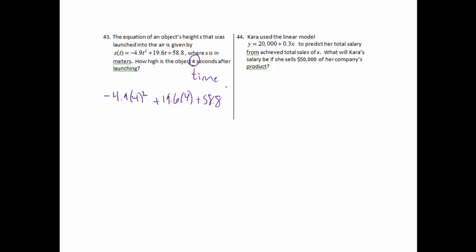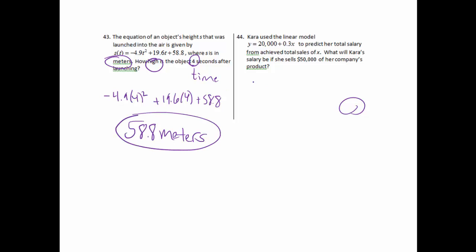And let me go get my calculator so I can figure it out. So let's see. Negative 4.9 times 4 squared plus 19.6 times 4 plus 58.8. I got 58.8. Is it going to let me write? No, it's not. Well, there we go. 58.8, and it said how high, and it looks like we are measuring in meters, so it will be 58.8 meters. So it looks like it just reached the top of that.